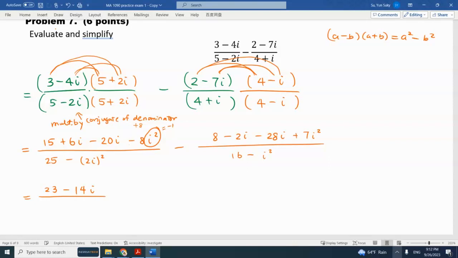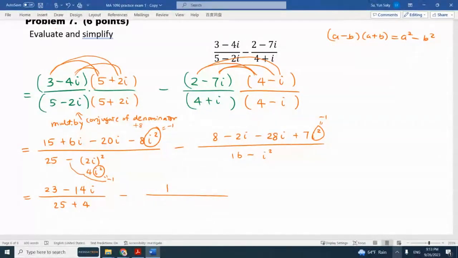Okay. And here, when you distribute the square, you get 4i squared. And i squared is minus 1. So you get minus 4 times minus 1, which is actually plus 4. So it becomes plus 4. And then on the right, i squared is minus 1. So you have 8 minus 7 is 1.